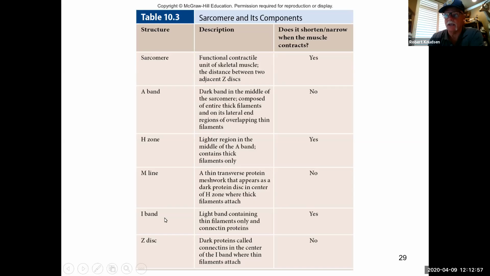I band, that's the light. Does it change? Yes. Does the Z disc change? Now, this is tricky. The Z lines or Z discs come closer together, but the actual Z does not change. It doesn't all of a sudden change form. It always remains that Z. Okay? So the answer is no. The answer is no. I ask you that.